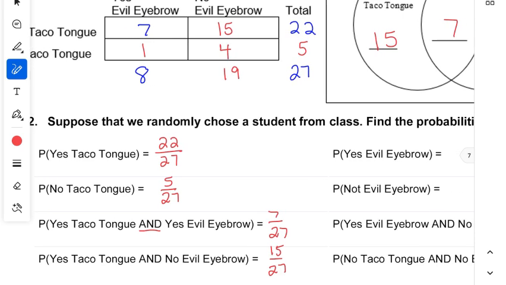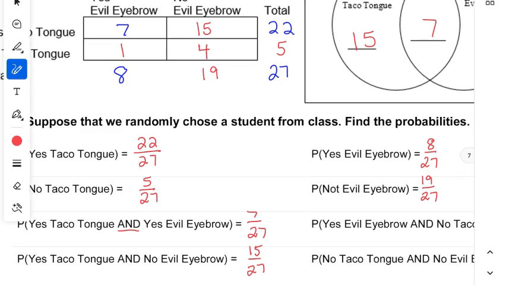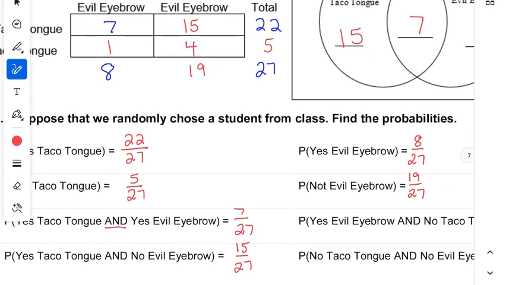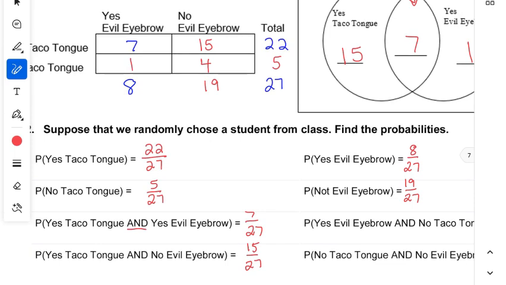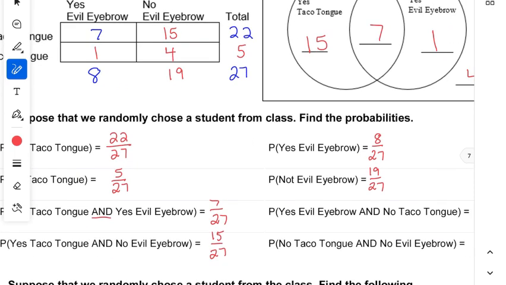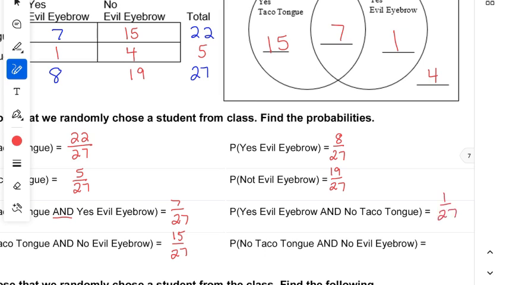Okay, yes, evil eyebrow. 8. Yeah, it's just the 8. No evil eyebrow. 19. Yes, evil eyebrow, and no to taco tongue. Yes, evil eyebrow, no taco tongue. 1. Yeah, we just had that 1. And then no and no. 4. So 4 couldn't do either way.